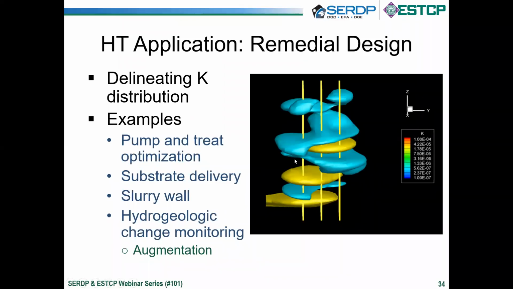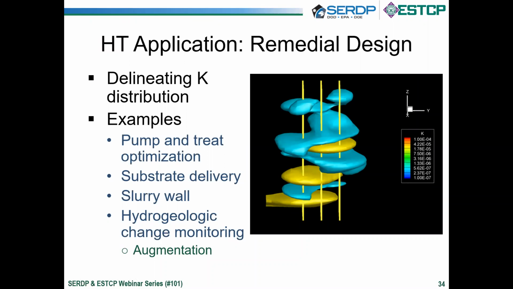And if you are using the information for designing a targeted remediation, for example, ChemOx or enhanced bio, you can use the information to decide where you inject the chemicals or the substrate in order to have a better delivery to the source zone.